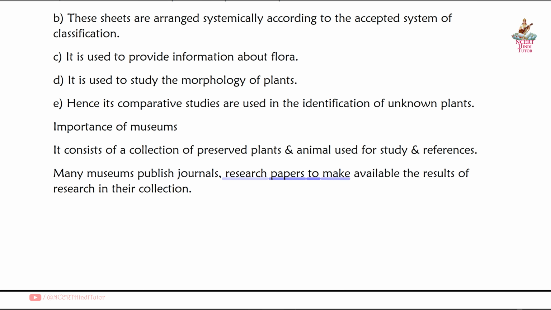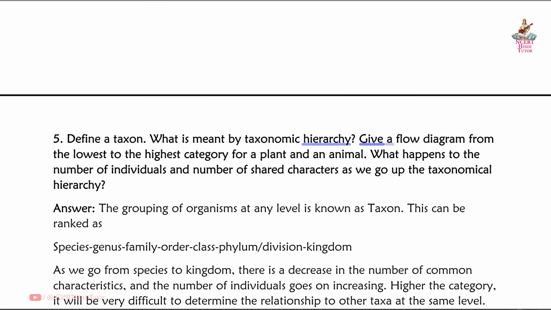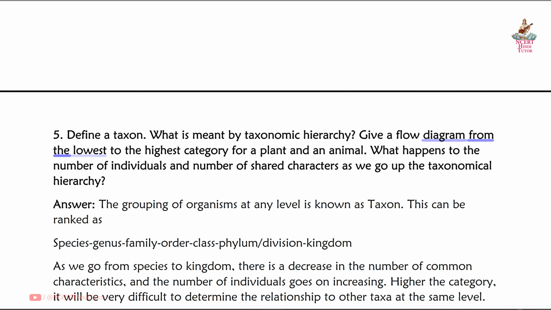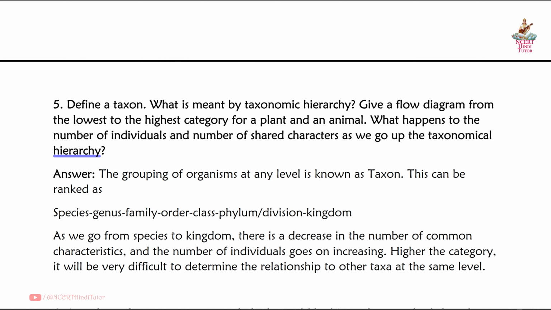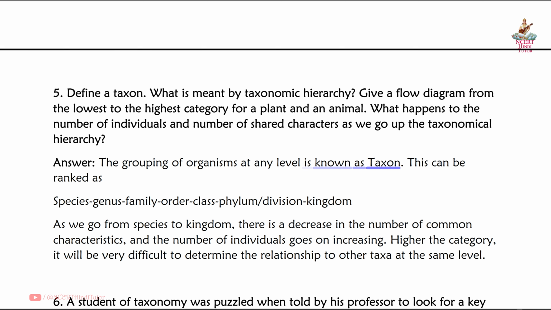5. Define a taxon. What is meant by taxonomic hierarchy? Give a flow diagram from the lowest to the highest category for a plant and an animal. What happens to the number of individuals and number of shared characters as we go up the taxonomical hierarchy? Answer: the grouping of organisms at any level is known as taxon.